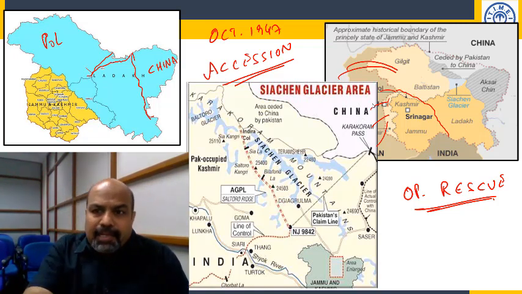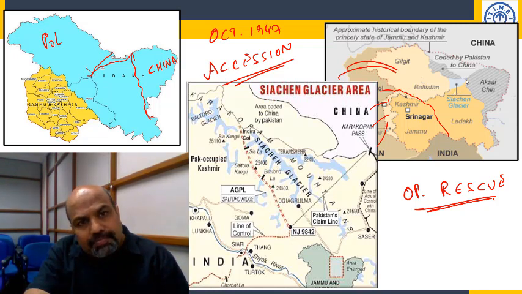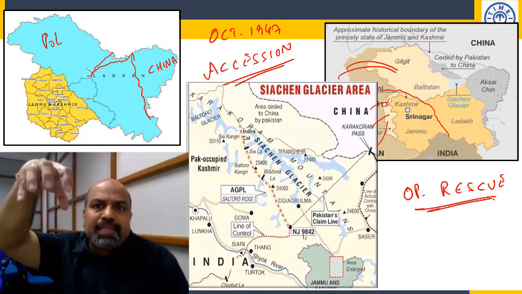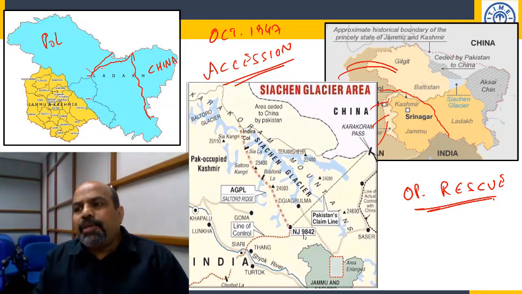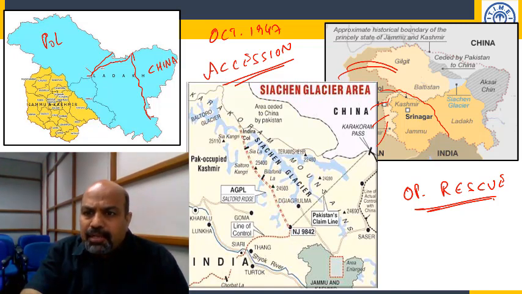So this is where the line ended. You see this, yeah? From here till this point, this line you can see here, it's mentioned here, NJ9842. It's a peak, Parbat hai yahan pe. Okay, the name of the peak is NJ9842. From this hill, there is this line here. You can see this till here, yeah, is called the AGPL.